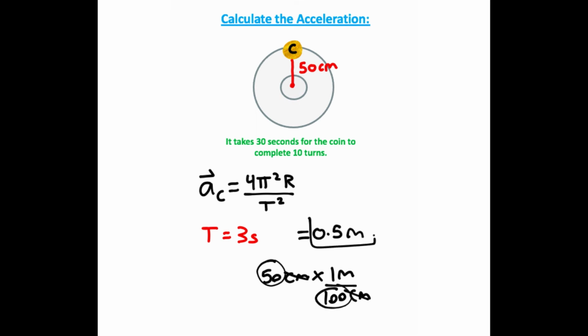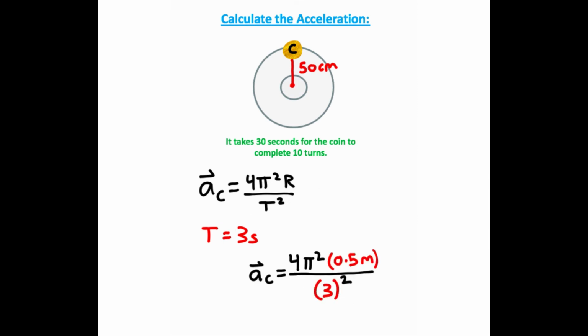meters. So I can take this and plug it in for the radius, and I can take this and plug it in for the period. And when I do that, I end up with this. I'm going to end up with 2.19 meters per second squared. And that is going to be the centripetal acceleration of the wheel.